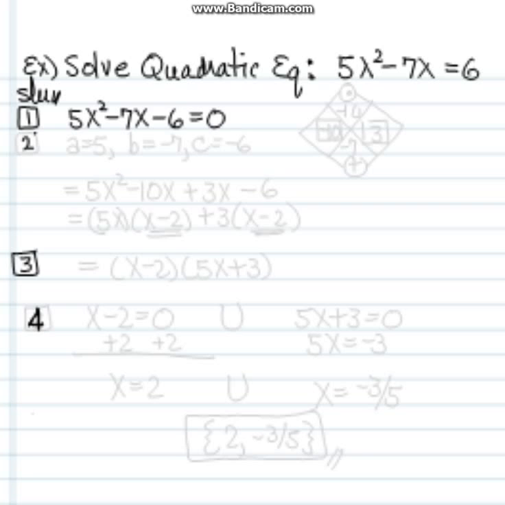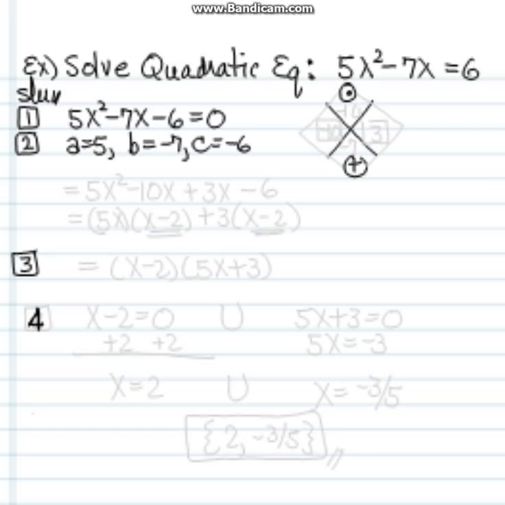Okay, now we're going to do step 2, which is factor the non-zero side. This is a bit complicated. It's a trinomial with a number appearing before the squared term, so I'm going to use a diamond. I see that a is equal to 5, b is equal to negative 7, and c is equal to negative 6. If you don't move that 6 over, you're going to think c is positive 6, which it is not. It is negative 6. Okay, so let's draw our diamond, AC on the top and B on the bottom.